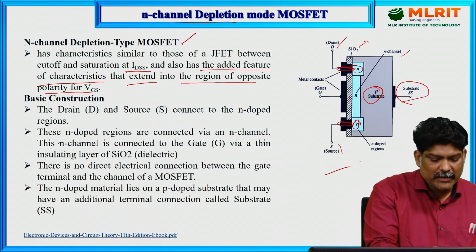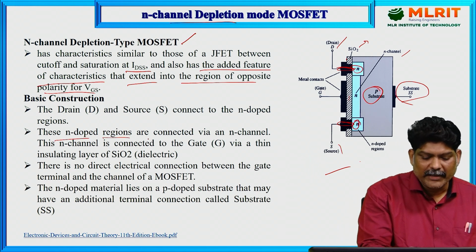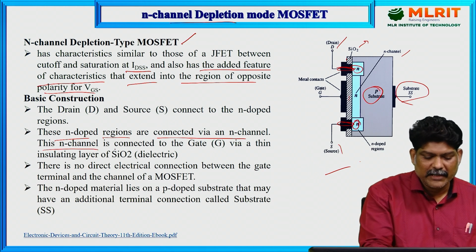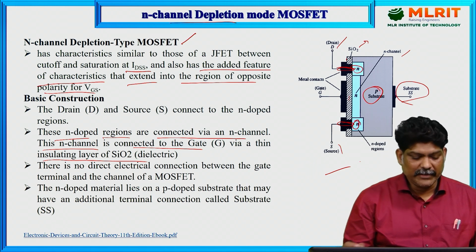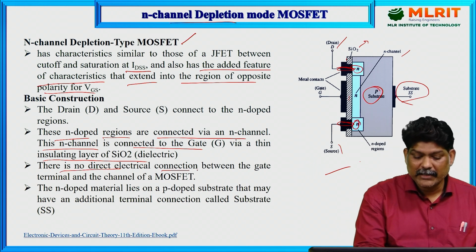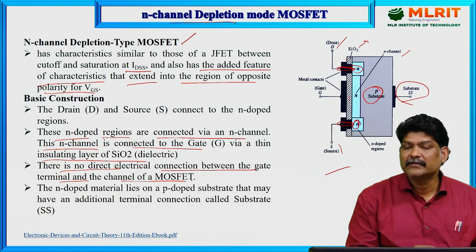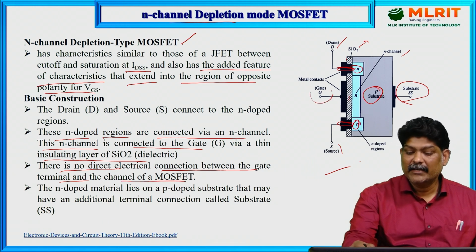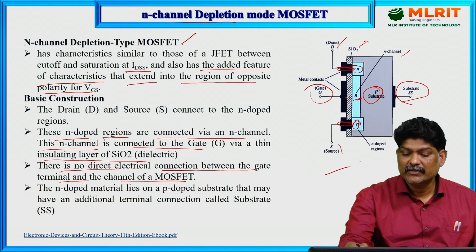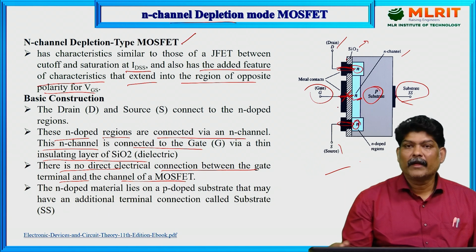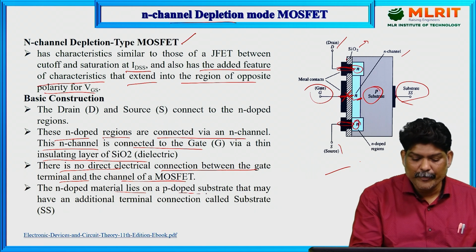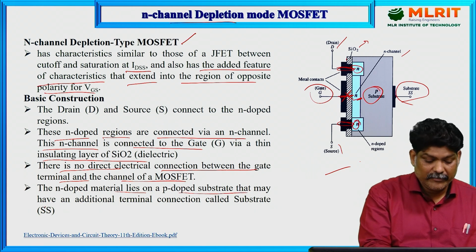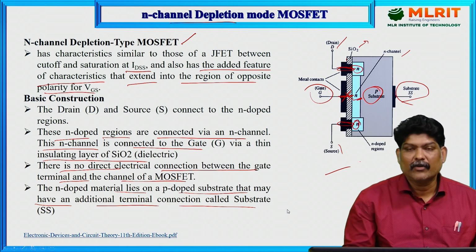These N-type regions are connected via the N-channel. This N-channel is connected to the gate via a thin insulating SiO2 layer. The insulating SiO2 layer is very thin, but there is no direct electrical connection between the gate and the channel. You can observe this is the gate and this is the channel, with no direct contact between them. The N-doped material lies on the P-doped substrate, which may have an additional terminal connection called the substrate, SS.